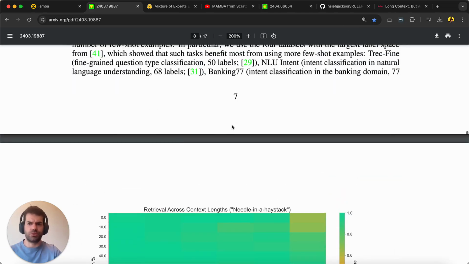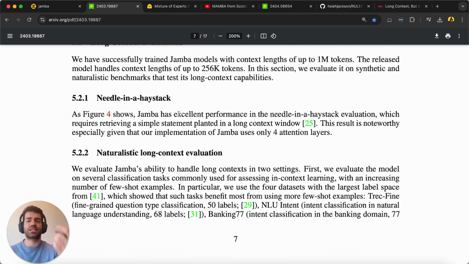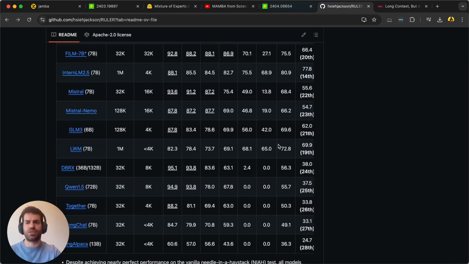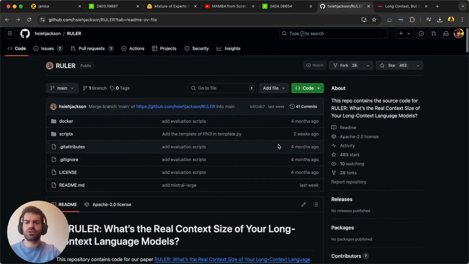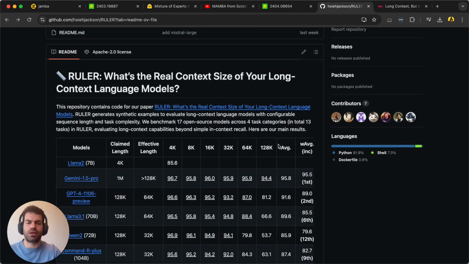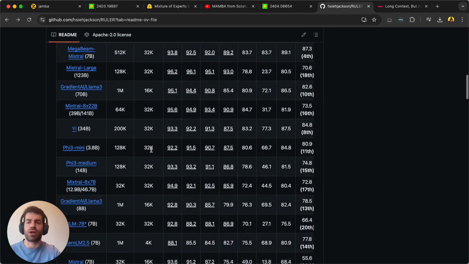I do want to talk about something which is an extension of needle in the haystack, which did not make it onto this paper, but I think is currently the most interesting benchmark for this kind of thing, which is RULER. Essentially, RULER expands on needle in a haystack and asks, what is the real context size of your long context language model? Essentially, how effective is it? There is the claimed length and there's the effective length for every model.